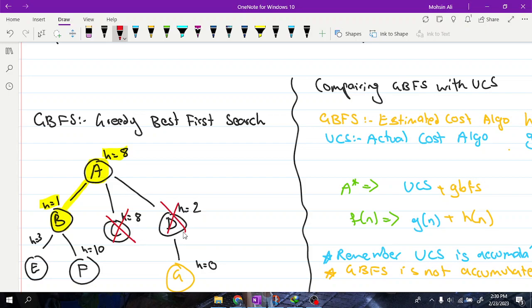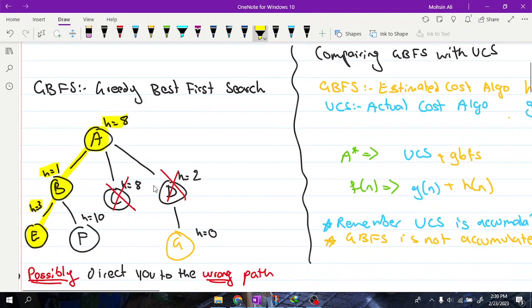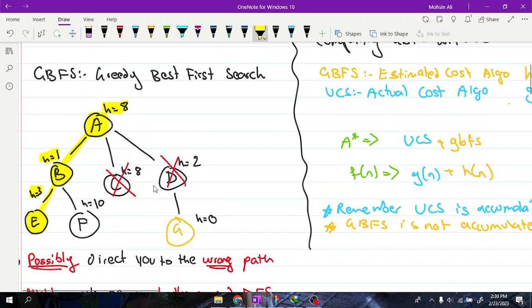And I only have two options available to me, which is either E or F. And in this case, we see that the smallest heuristic of E and F is going to be E with heuristic cost 3. And now you can clearly see the problem in greedy best first search, which is that it is not optimal and it can possibly sometimes give you the wrong path.